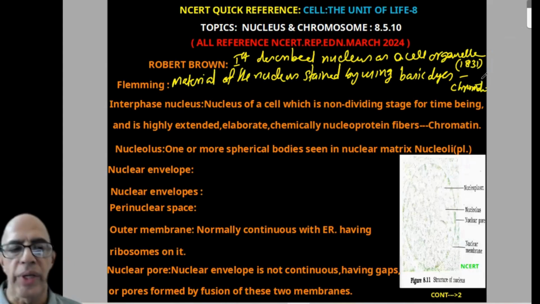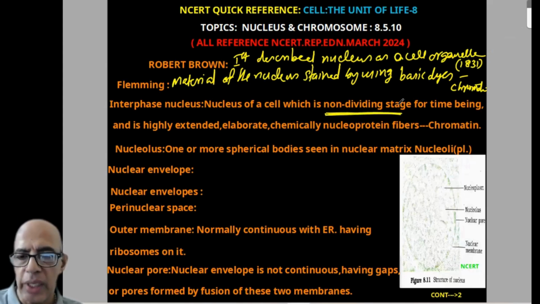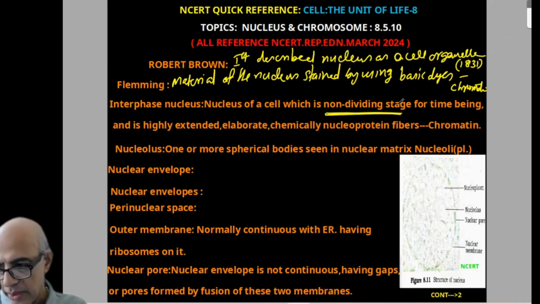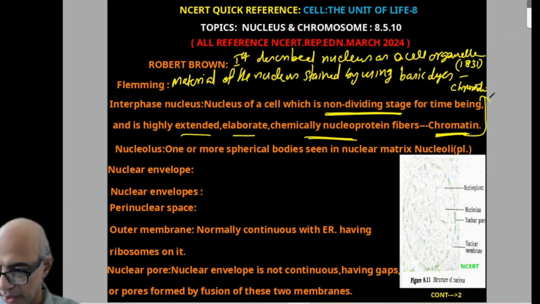Now, the interphase nucleus. What is meant by interphase nucleus? The nucleus of a cell which is in the non-dividing stage. For the time being it is not able to divide. It is continuous, highly extended, elaborate, chemically nucleoprotein fibers, and it is specifically called chromatin. You can find chromatin here. I think up to that it is clear.